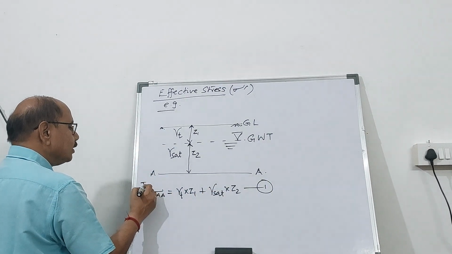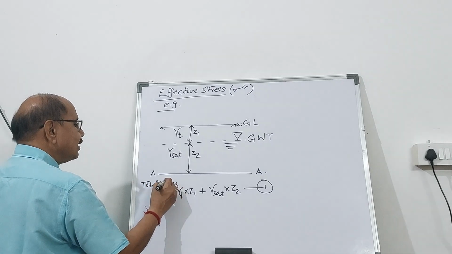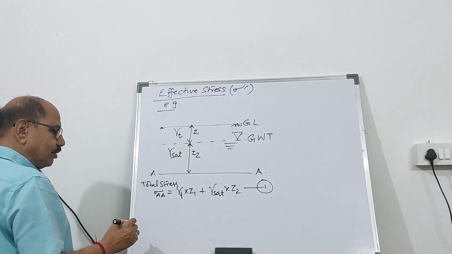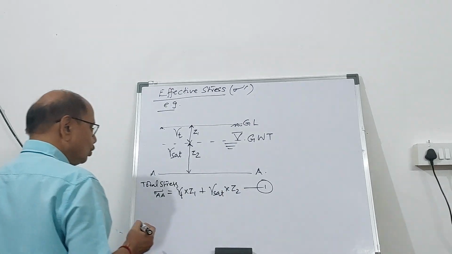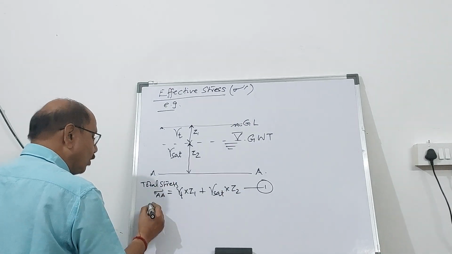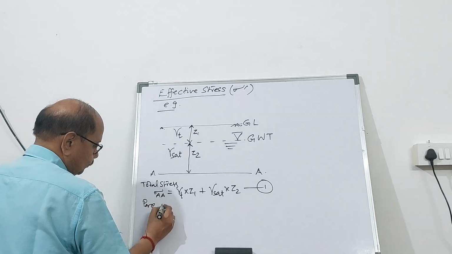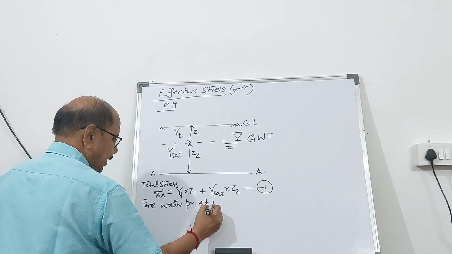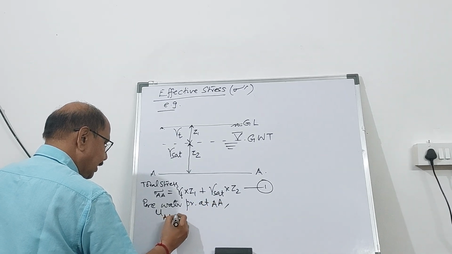This is called the total stress. At any point you can calculate it. At any level you can calculate it. So at this level, this is going to be the total stress. What is the pore water pressure at A? So pore water pressure at A will be UA.